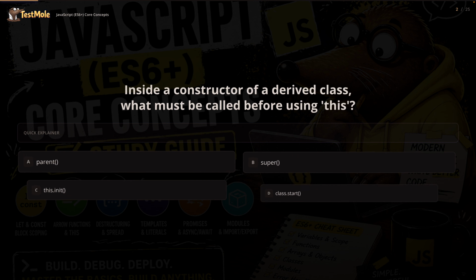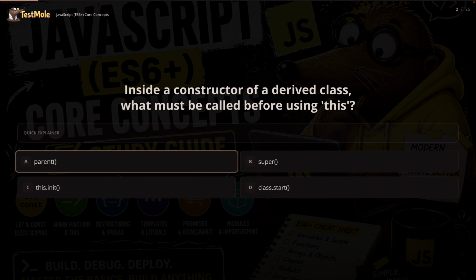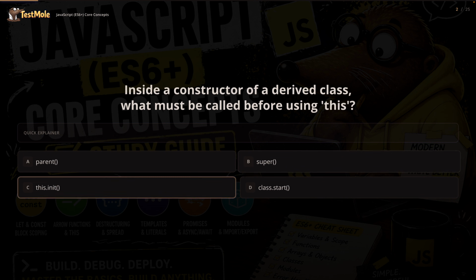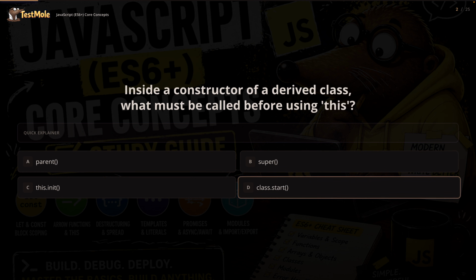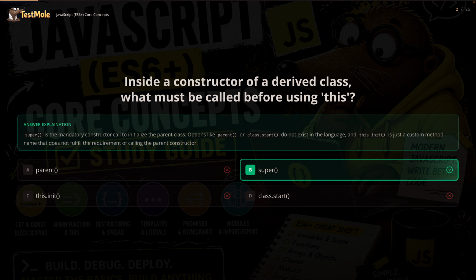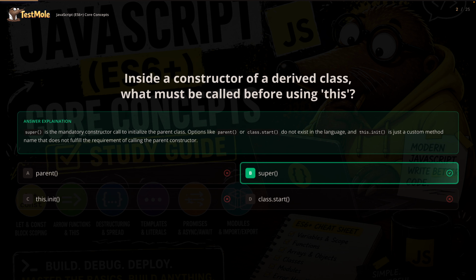Let's review the options. A. Parent, B. Super, C. This.init, D. Class.start. The answer is B. Super is the mandatory constructor call to initialize the parent class. Options like parent or class.start do not exist in the language, and this.init is just a custom method name that does not fulfill the requirement of calling the parent constructor.